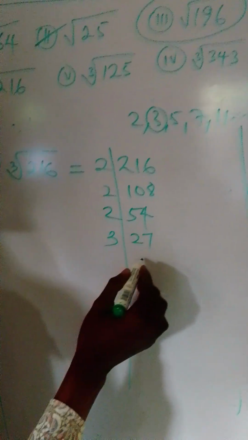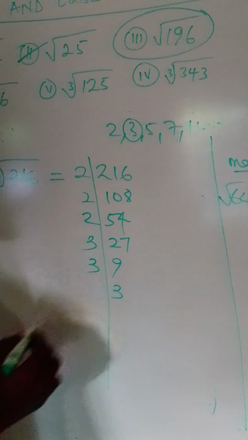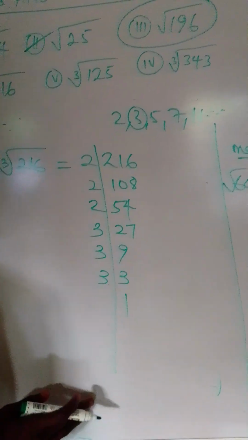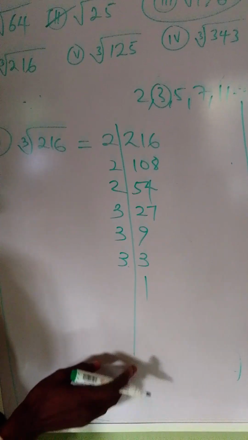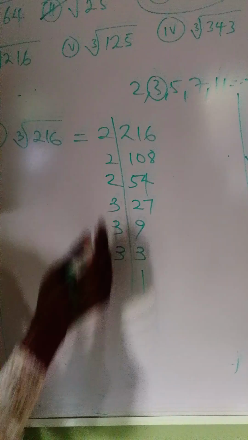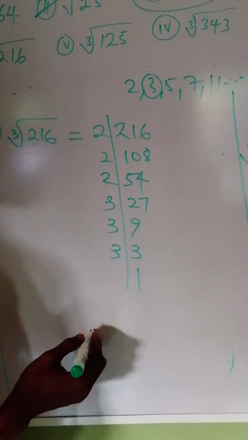Alright, so 3 divide is what? 9. Then can 3 divide again? Yes, 3 divide again is 3. Can 3 divide again? Yes, 3 divide 3 is 1. Alright, so like I said before, you continue dividing until 1 is reached, or until the remainder is 1. So let me express these prime numbers or prime factors in product form.